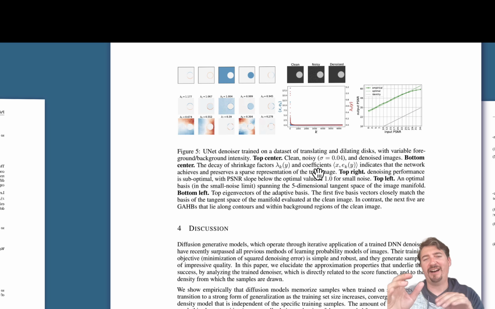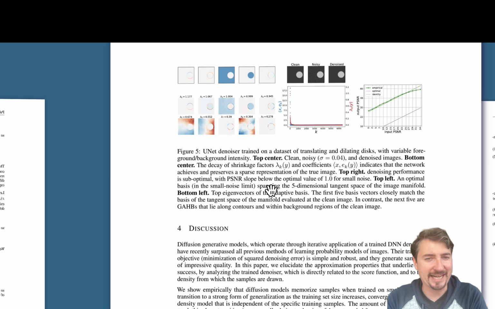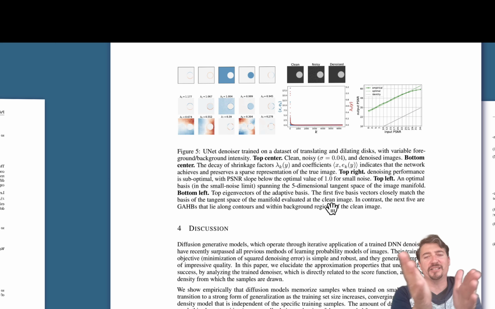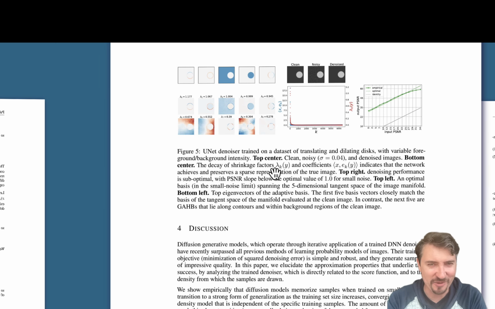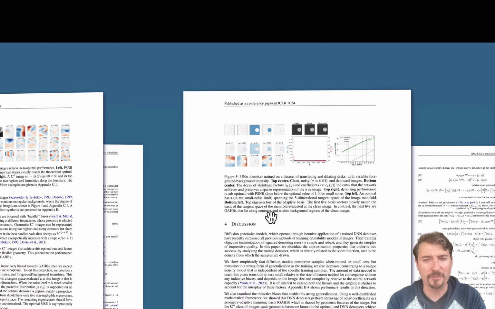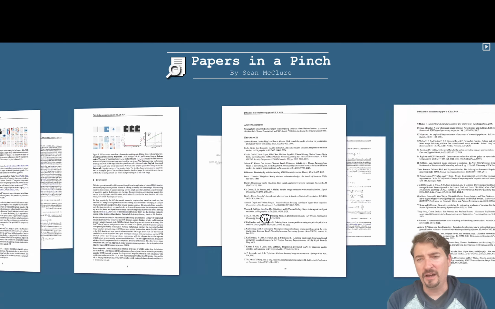So again, eigenvalues and eigenvectors are doing something quite specific related to geometric data. It indicates that the network achieves and preserves a sparse representation of the true image. Again, it's actually learning. It's not just doing noise. It's not just memorizing. And on and on. And that's basically what these figures are showing. And you can pick up on the hotspots and you can see what it's actually doing from a geometric standpoint. Okay? I hope it doesn't sound like I'm going over that too high level, but that's the take-home message there.